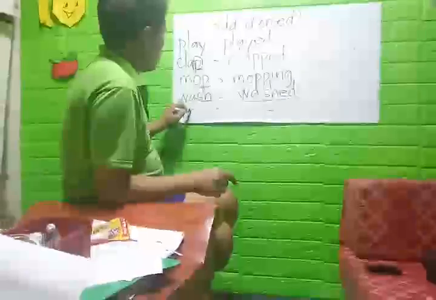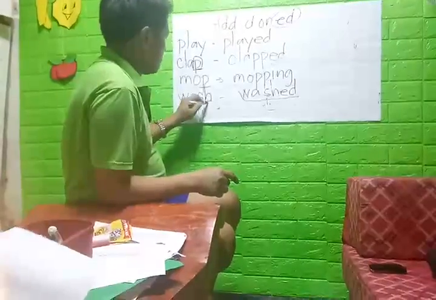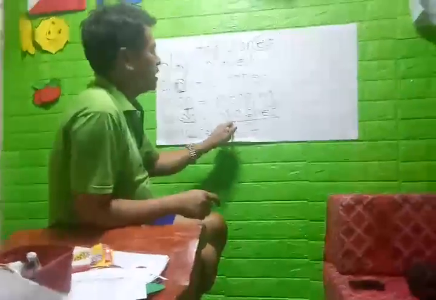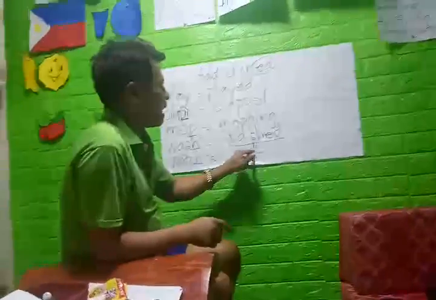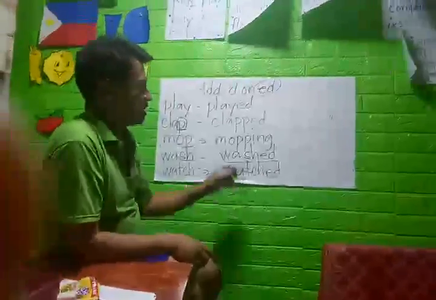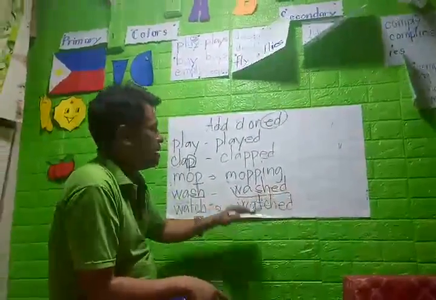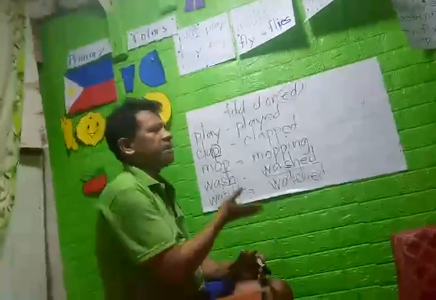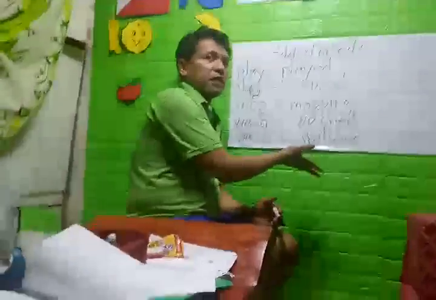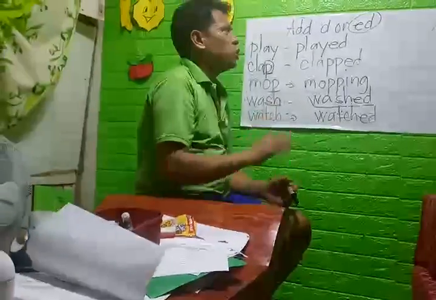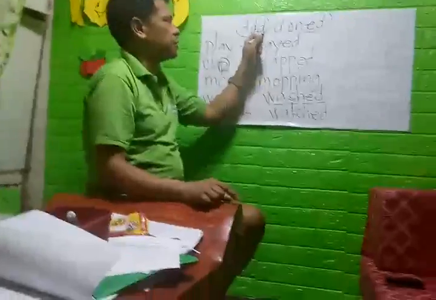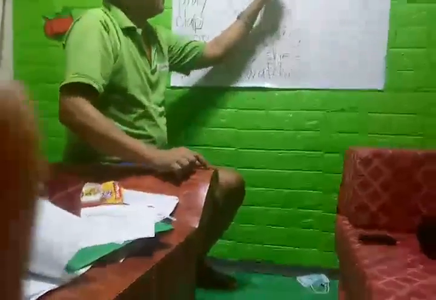Let's say for example, a word that ends with ch. So you are just going to add again ed. So it would become watched. So, it's not watch-ed, it is watched. So that's how, as easy as that, in writing the past tense of the verb using the d or ed.